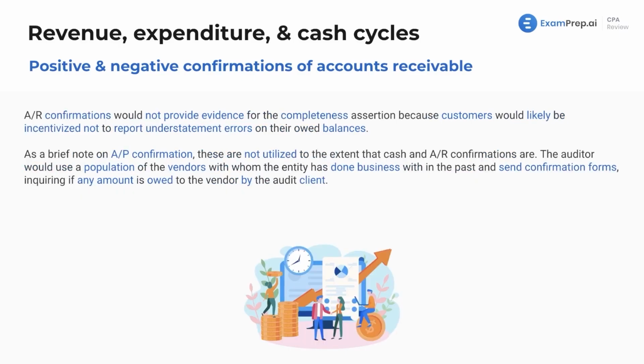All right. Let's see what we got here. AR confirmations would not provide evidence for the completeness assertion because customers would likely be incentivized not to report understatement errors on their owed balances. Let's talk about that for a second. Interesting point, because as we said, AR confirmations do not provide completeness because, well, if there's a missing AR transaction on this listing, you're not going to know who to send that to. There's no one to send it to. You just are not going to be able to test for that.